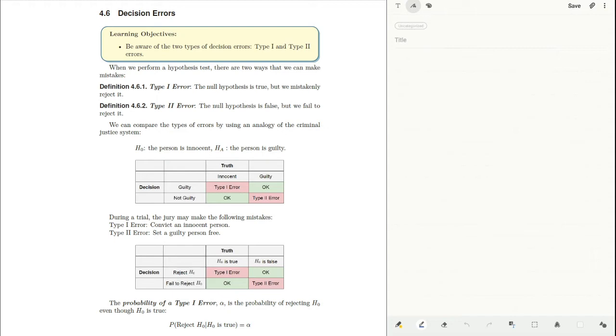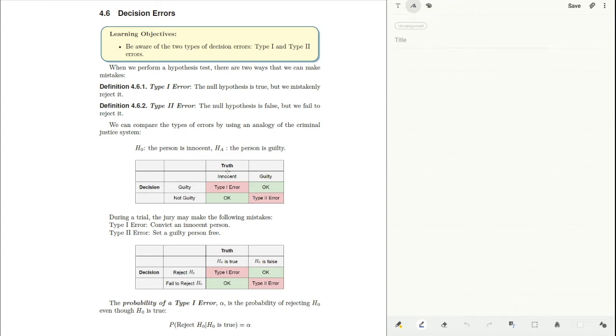And a good analogy that we can use to compare these types of errors comes from the criminal justice system. Now, in a court trial, we typically hear the phrase, "The defendant is assumed innocent until proven guilty." So recall that in a hypothesis test, we begin by assuming that the null hypothesis is true. And so the null hypothesis is that the person is innocent. And the alternative hypothesis is that the person is guilty.